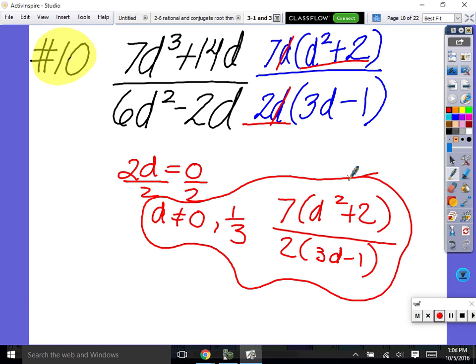Does everybody understand? However, if this answer wasn't there and I said 7d squared plus 14 over 6d minus 2, isn't that the same answer? It was multiple choice. If I did distribute, wouldn't it be the same answer, guys?